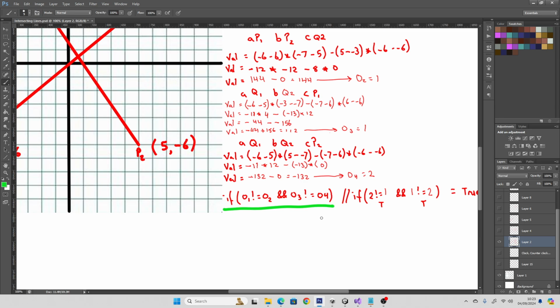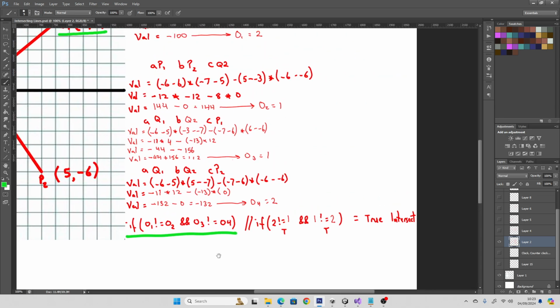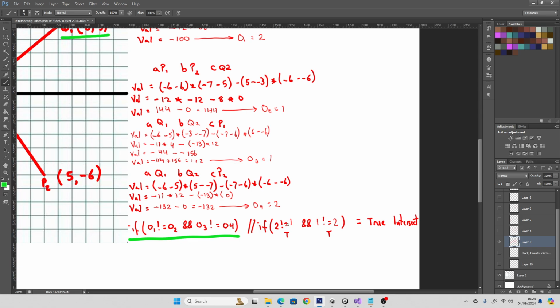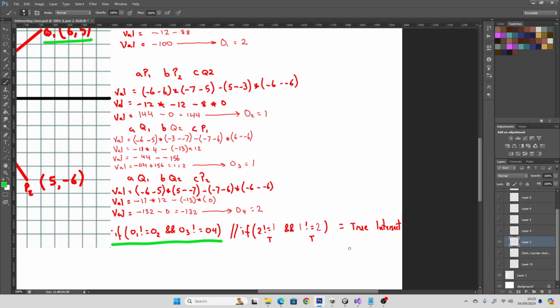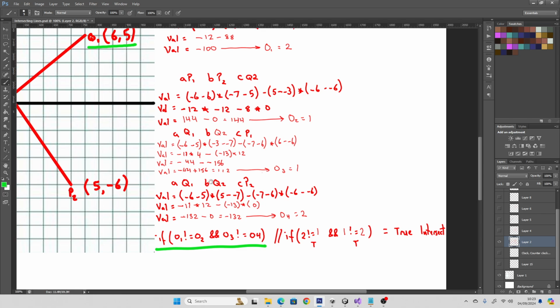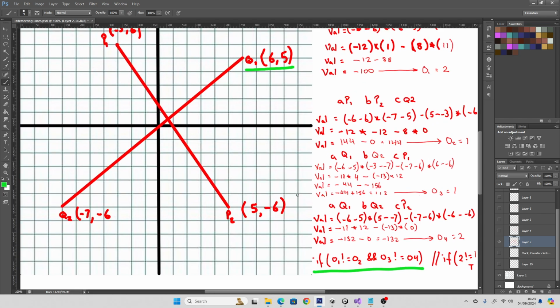And when we replace those numbers that we got before, we've got a 2, and we see it's not equal to 1. So 2 is definitely not equal to 1. That's true. And 1 is not equal to 2. Well, 1 is definitely not equal to 2. That's true. So both these are true. That means this is true. We have our intersecting segments.